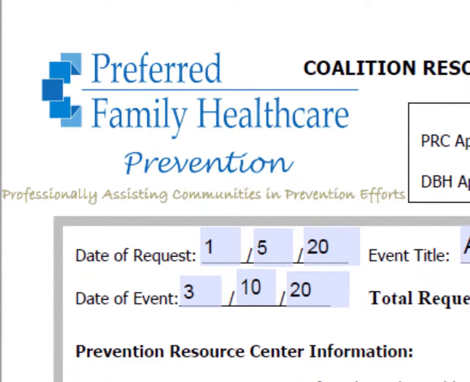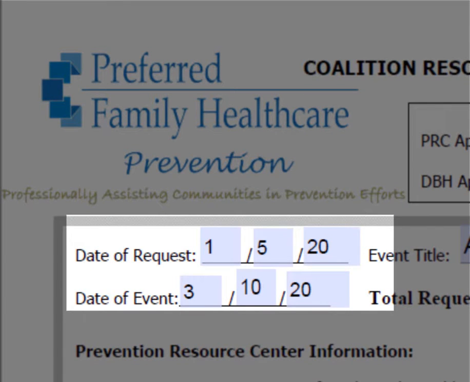So the first thing we need is the date that you're filling out this form. We ask that all requests be done at a minimum of 30 days before the event. So in this case, the date of the event is over 30 days, about 3 months away, on the 10th of March.